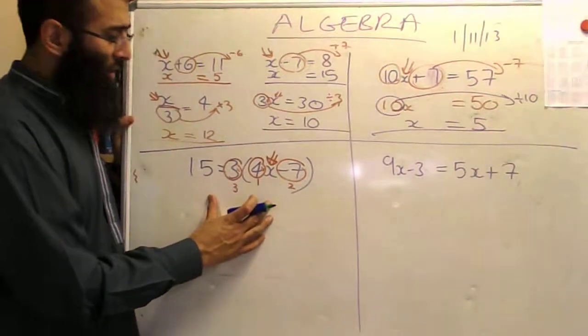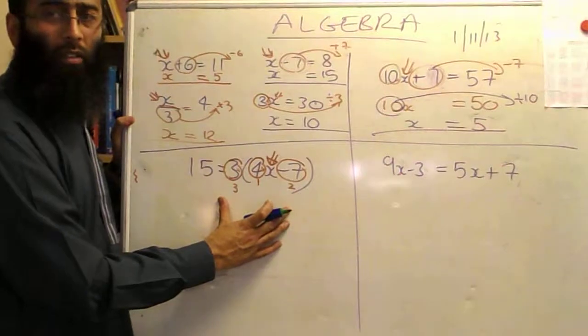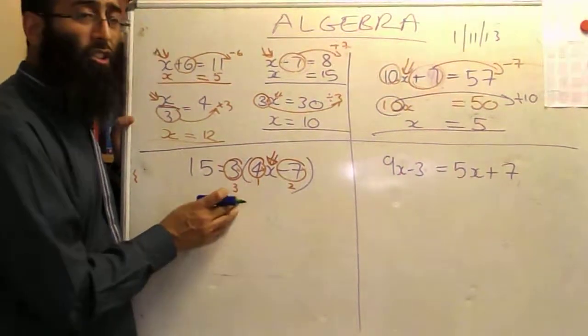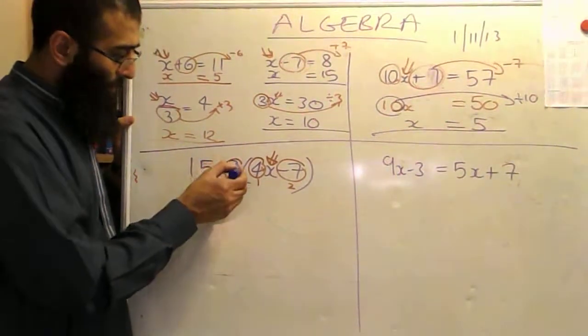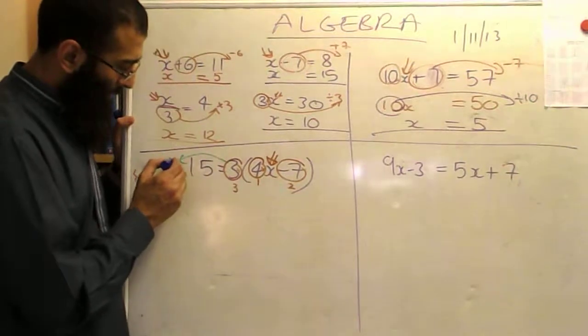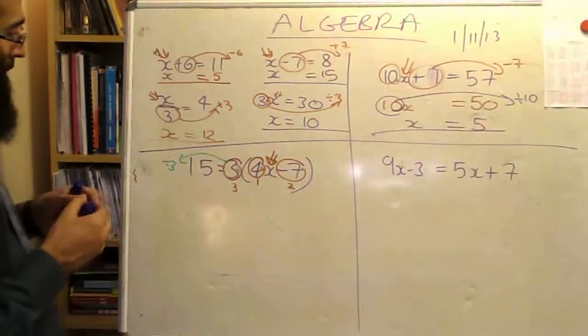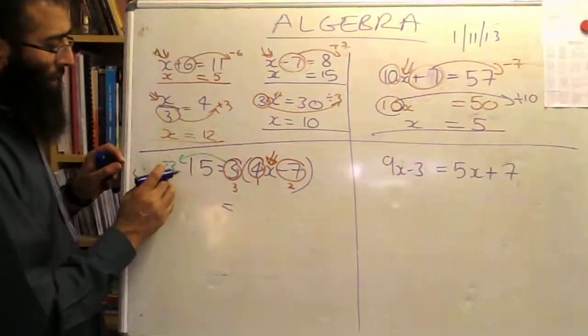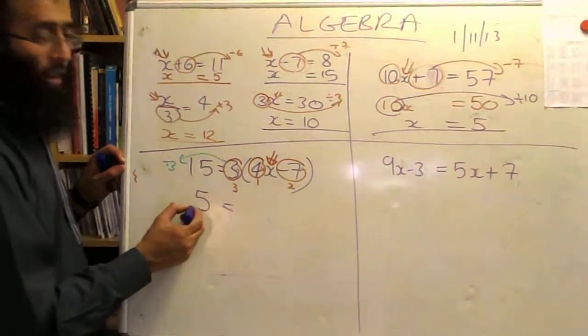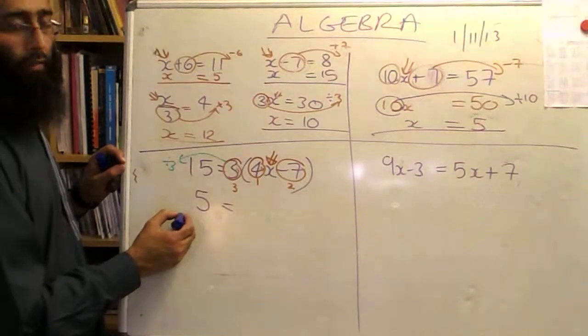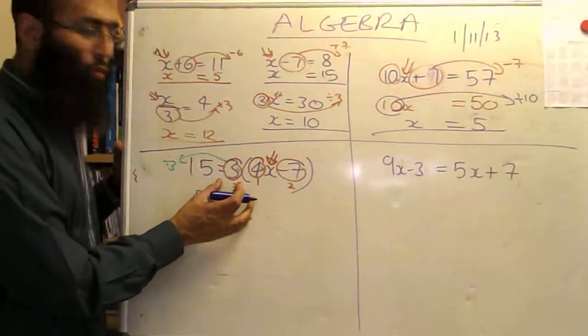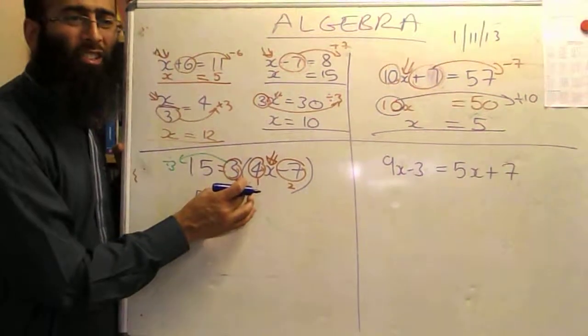Now, Zishan, which action do I move first? We've identified first, second, third action. Third action. Opposite of times by 3 is? Divided by 3. So now we have 15 divided by 3. That will give us an answer of 5.